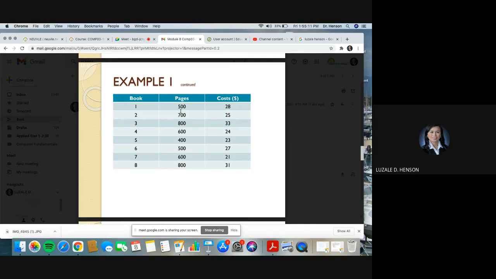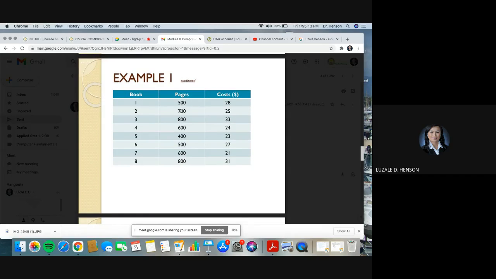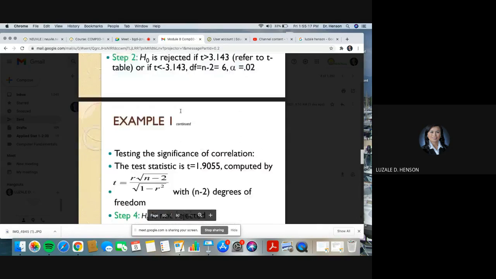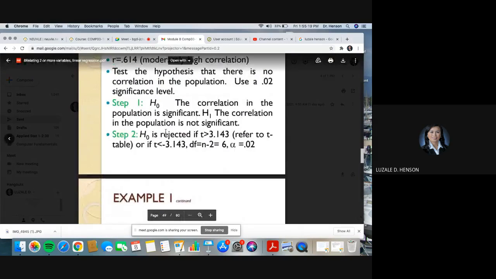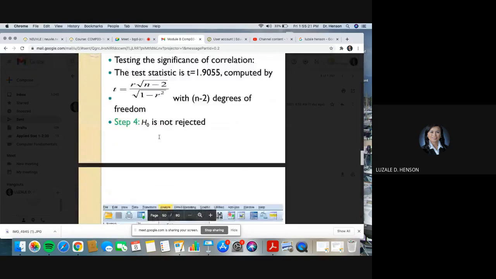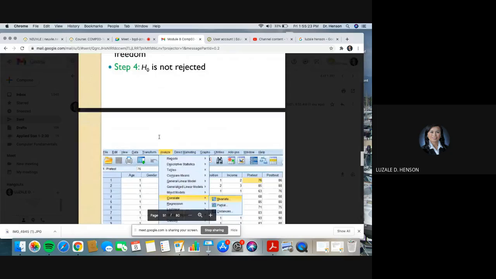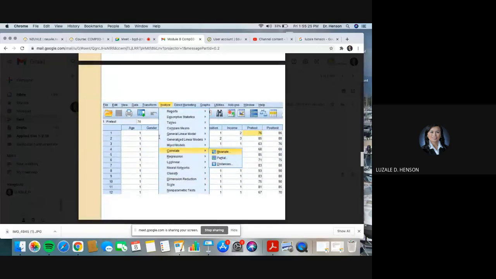However, in this case, we're dealing with just one factor with Pearson. So what came out is that H sub O is not rejected. Now, how do we do this in SPSS? You go to Analyze, Correlate, and Bivariate.